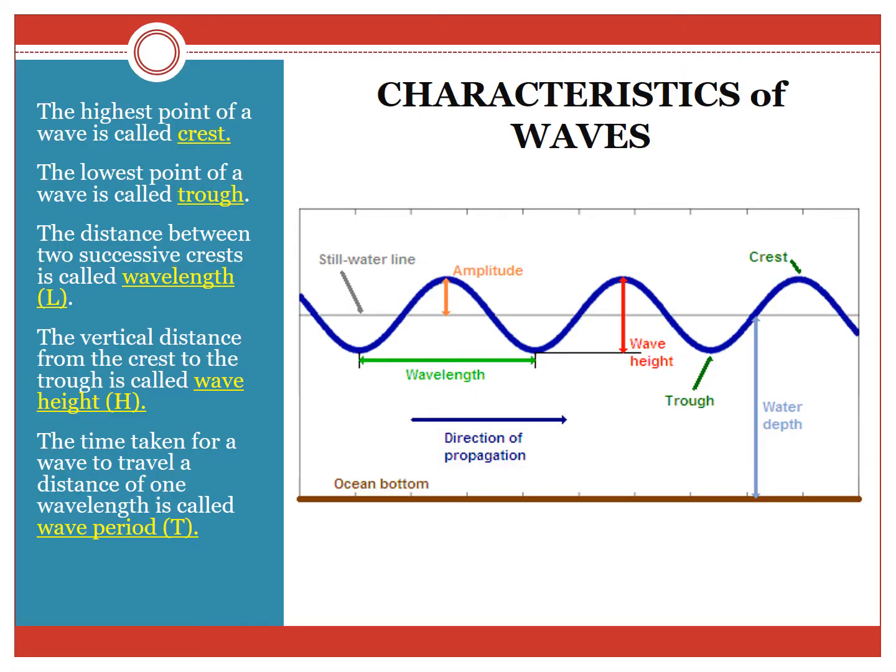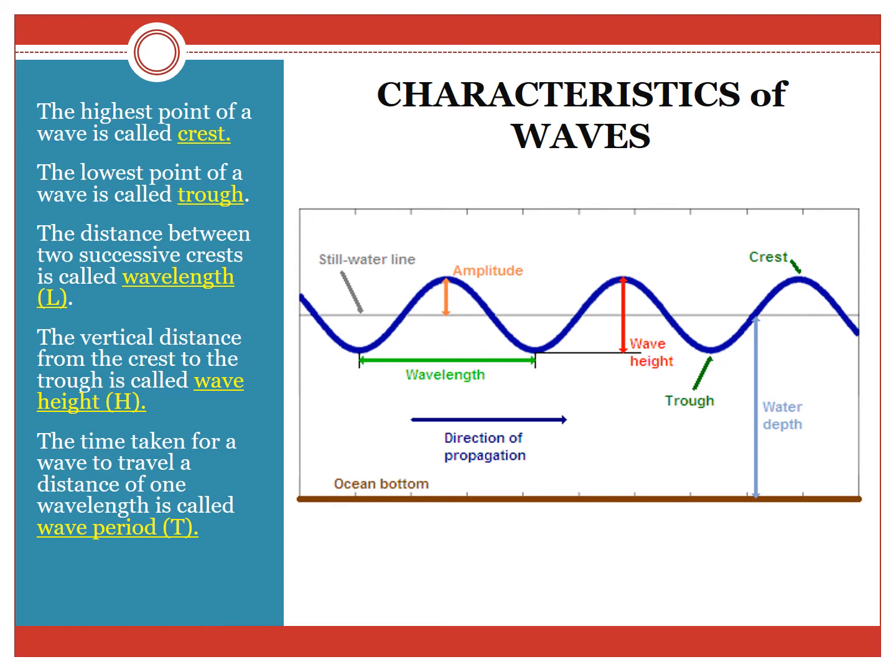Next, we move across to the characteristics of the waves. Now, as you are seeing in this diagram, you have been shown in green the wavelength, in orange the amplitude, in red the wave height, and the green numbers that are trough and crest. So what are these known as, or what is their definition?